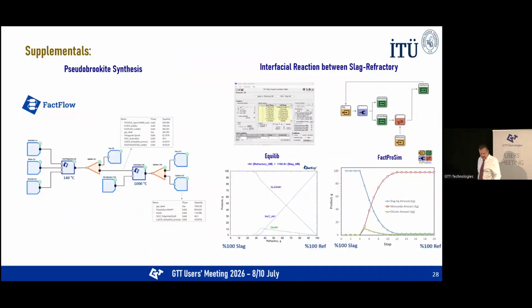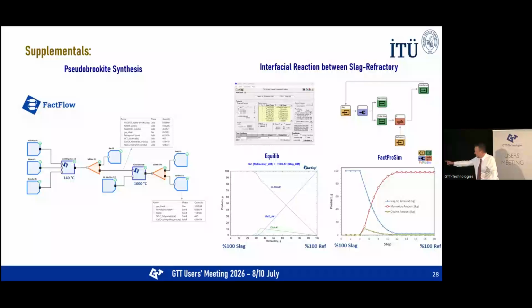Okay, so these are just supplemental mini studies. The example on the left shows a basic FactFlow process of pseudobrookite synthesis, including digestion and calcination steps. So we are still gaining experience with FactFlow and FactPrePro. On the right-hand side here, you see a FactPrePro study on slag refractory interactions.